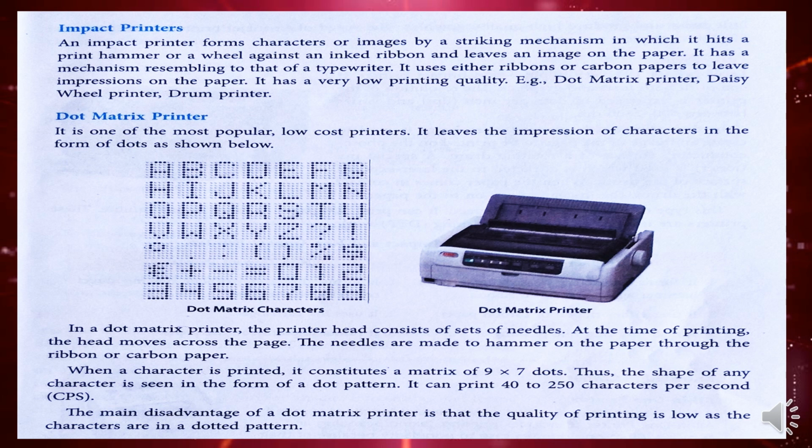When a character is printed, it constitutes a matrix of 9 into 7 dots because that many pins are there on the head. Thus, the shape of any character is seen in the form of a dot pattern. It can print 40 to 250 characters per second. The main disadvantage of this printer is the quality of printing, which is low as the characters are in dotted form.